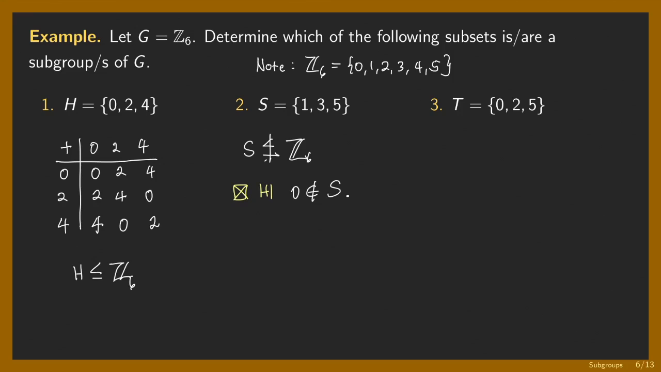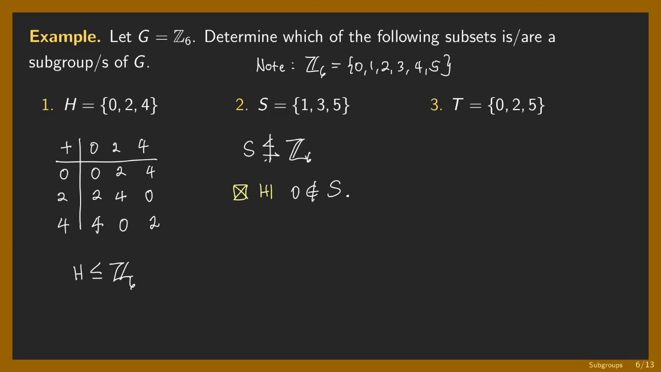How about T, which contains 0, 2, and 5? Is this a subgroup of Z6? Well, as you can see, the identity element is 0 and it is inside T, so H1 is satisfied. Is this closed under addition? Well, just like what I have said, one way to prove closure is to complete the table for 0, 2, and 5. But if you can find one counterexample right away, then it's not necessary to construct the table.